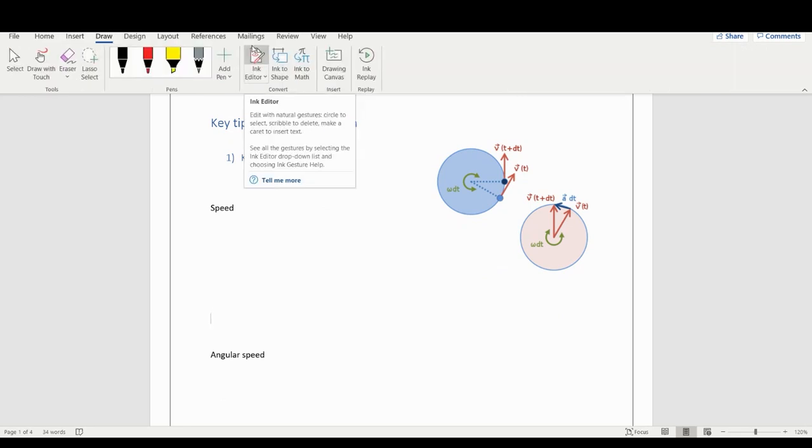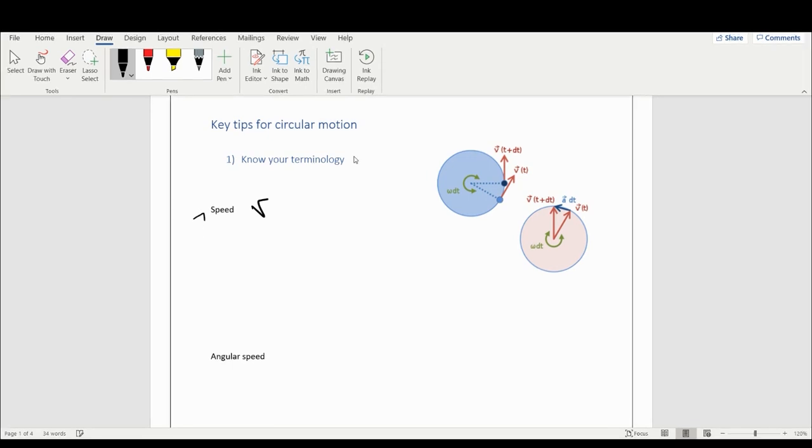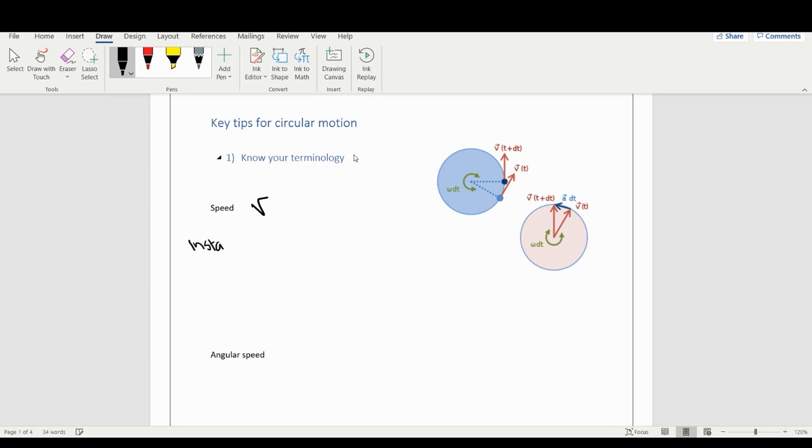So speed is represented by the letter V. Okay, we use this as velocity as well, but speed is this thing here, V. And I've got a diagram here that I've put up. V is basically the instantaneous speed that the object is going. The speed can also be called a lot of things. So we call it the instantaneous speed. It could also be called the tangential speed. Okay, and it's basically this part here.